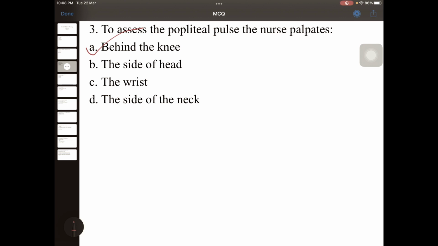And there are many places where we can palpate the pulse. For the radial artery, we use the wrist, and for the carotid artery, we palpate at the side of the neck, and for the brachial artery, we palpate at the medial border of the humerus, and the popliteal artery behind the knee. And then we sometimes palpate for dorsalis pedis and posterior tibial also. And with a stethoscope, we can auscultate the abdominal aorta also, the abdominal pulse.